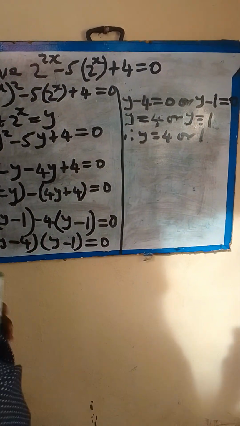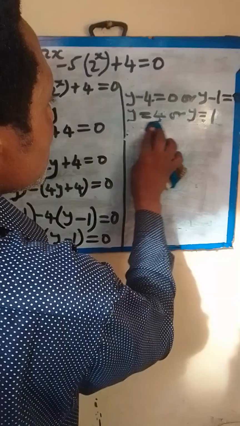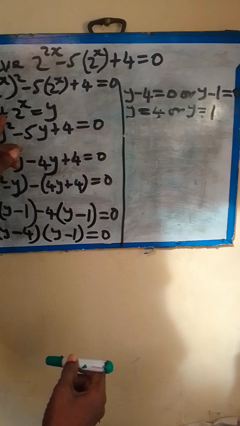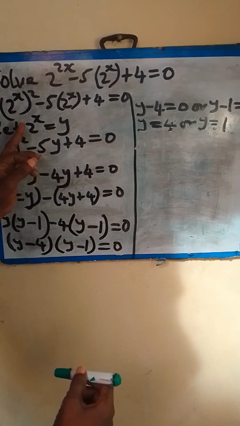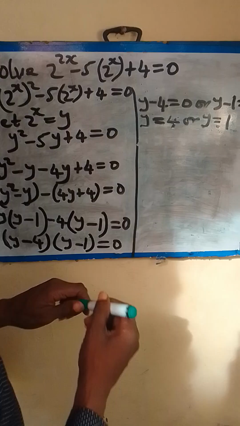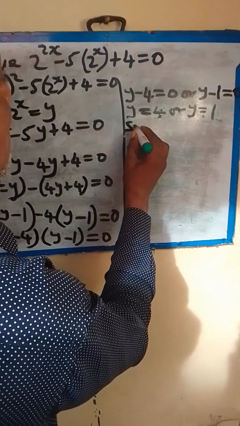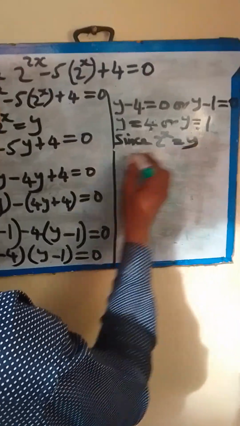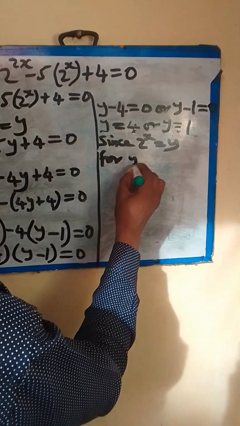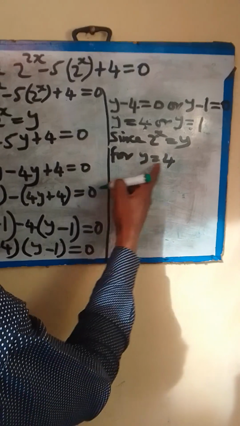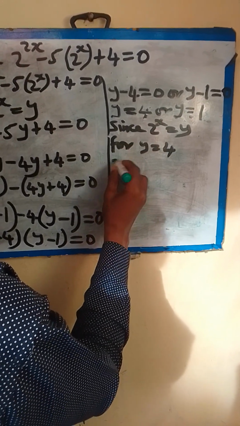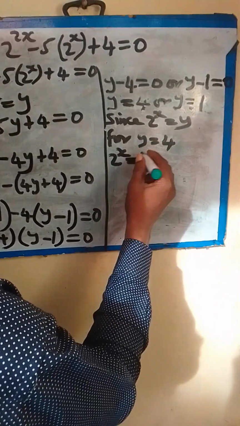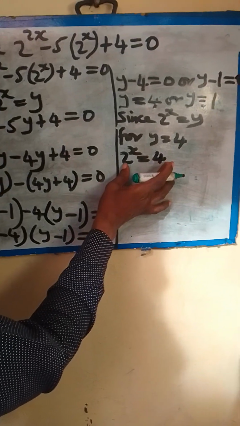But that is not what we are looking for. We are told that y should be 2 raised to power x. So since 2 raised to power x is equals to y, for y is equals to 4, where you see y, you put 2 raised to power x. You have 2 raised to power x is equals to 4. So now we have come back to an indicial equation.